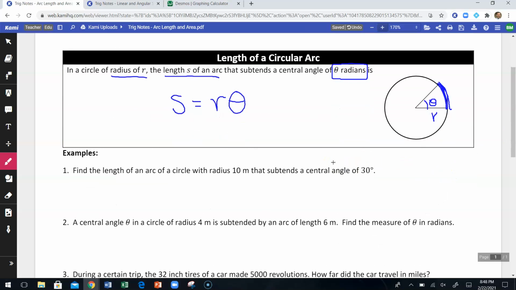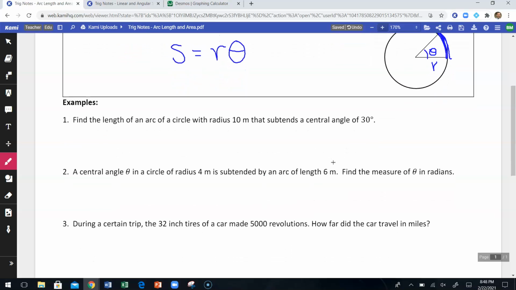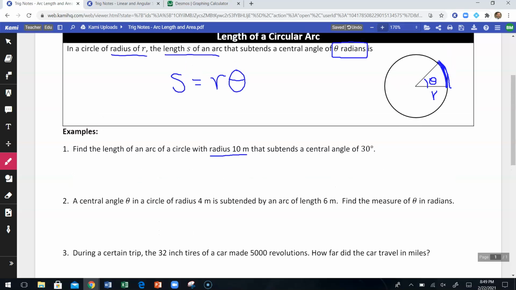All right, so three examples here that deal with this formula. One, find the length of the arc of a circle with radius 10 meters that subtends a central angle of 30 degrees. What that terminology means is that the angle we're dealing with is 30 degrees, and we just want to figure out what the arc length on the outside of the circle is for that 30-degree angle. So the radius of the circle is 10 meters. Our central angle is 30 degrees.